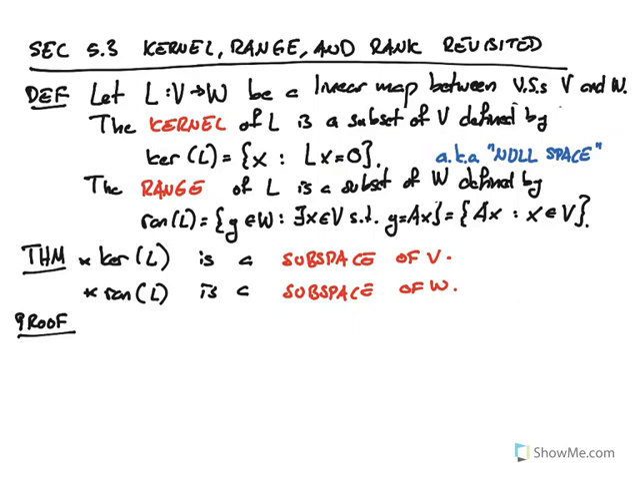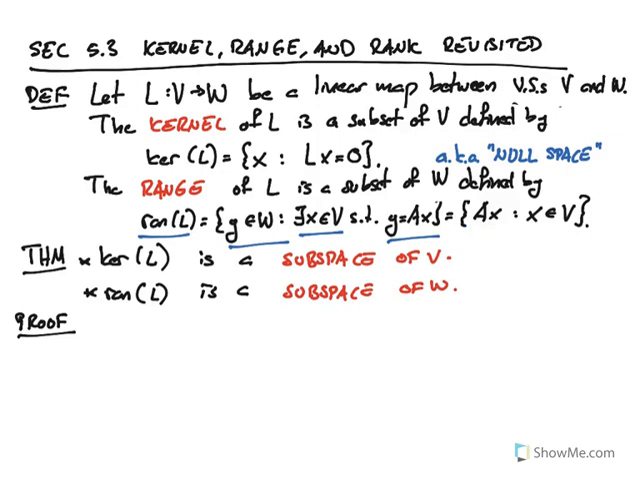And the range of L is defined as follows. It's a set of all y in the target space W such that y is the image of some vector x. So there exists some x such that y is equal to L of x. Another way you could write this is that you could let x span over all of V, and then you look at the corresponding L of x values.